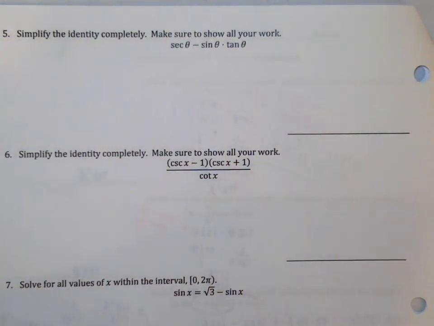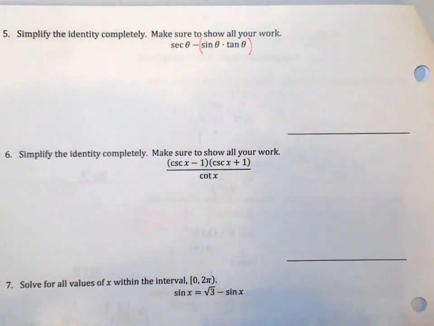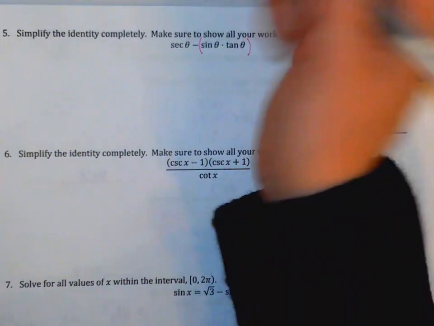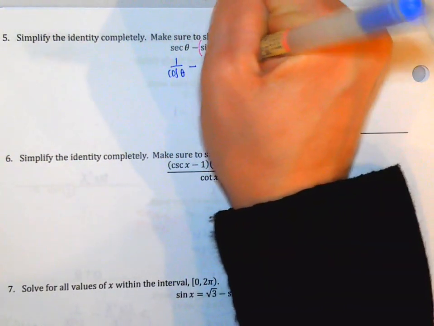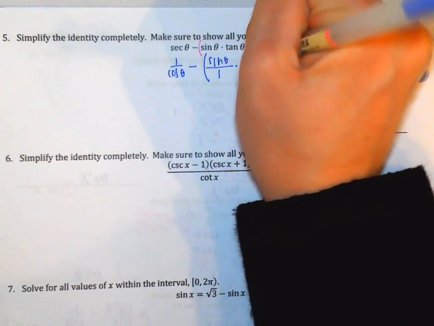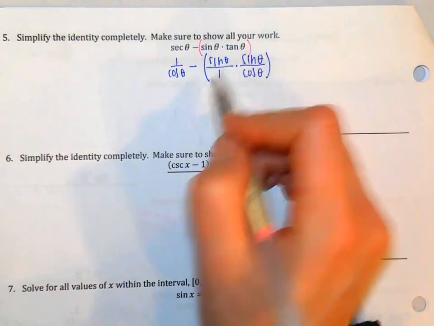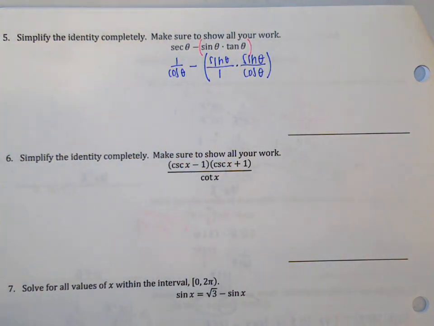So first thing I'm recognizing is I have 2 things being multiplied together. So I've got to simplify that first. But I'm just going to right now write everything in terms of sine and cosine. So secant is 1 over cosine, and sine is sine theta over 1, and tangent is sine theta over cosine theta. So again, I've got to simplify my 2 things that are multiplying together before I can start to cancel or add or do anything like that.